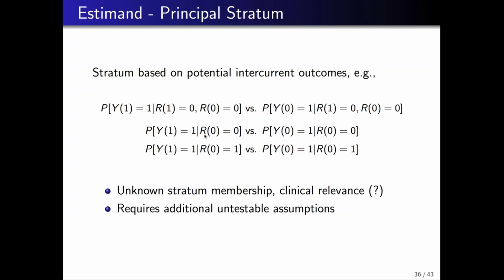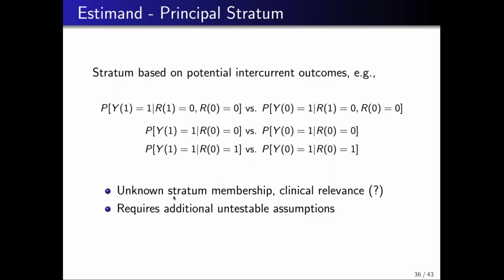Or I can say, for the subgroup of people who would not initiate rescue meds under no treatment, what's the proportion of people who would die under treatment versus the proportion who would die under control? And the last one is the subgroup of people who would use rescue medications under no treatment. It's the same in both situations: what's the proportion of people who would die under treatment versus the proportion who would die under control? These are called principal stratum causal effects.